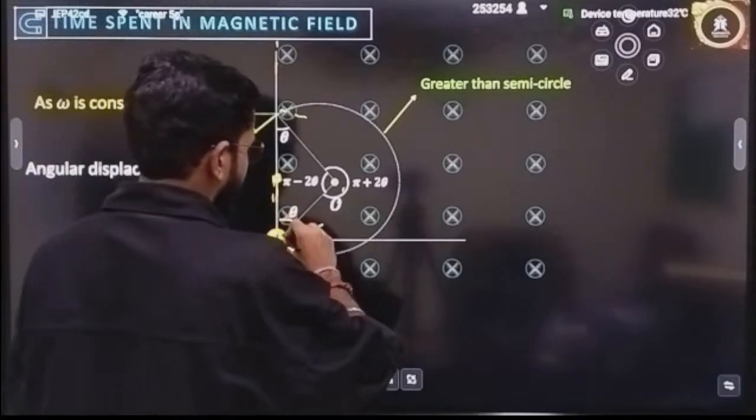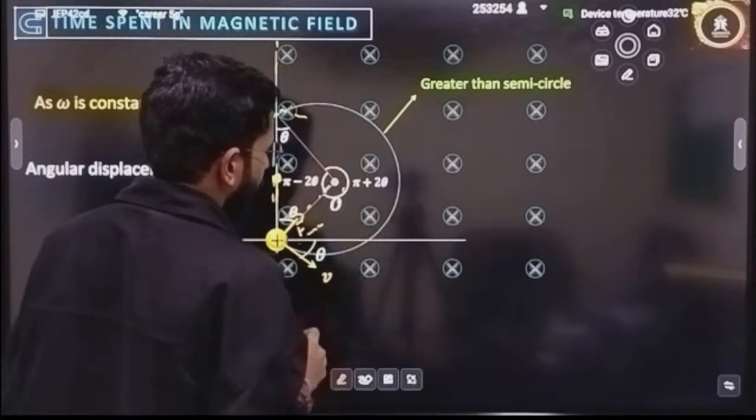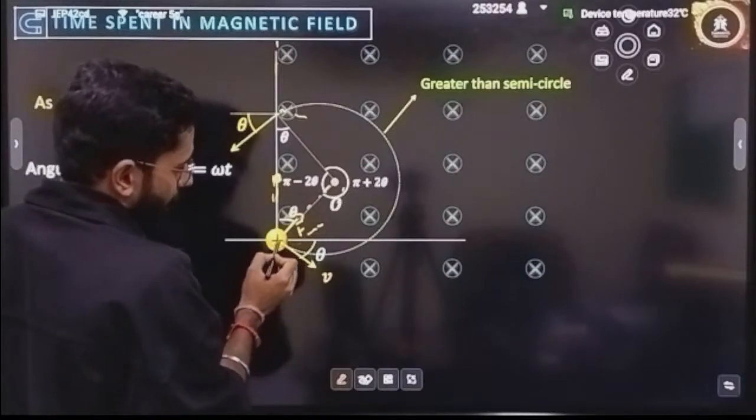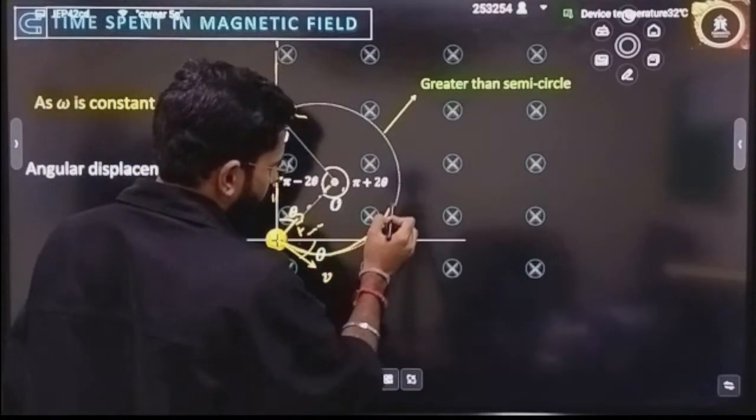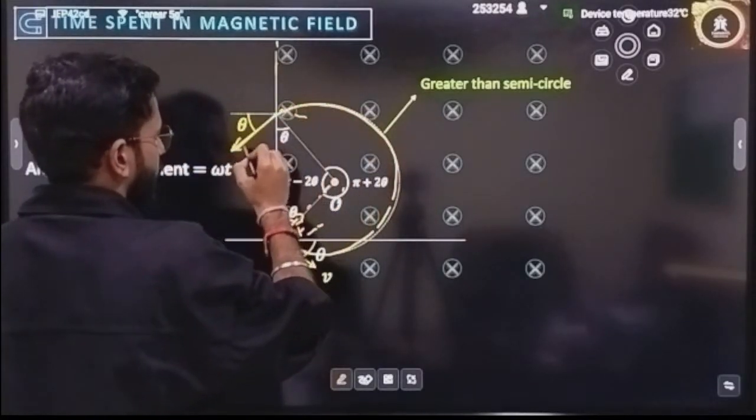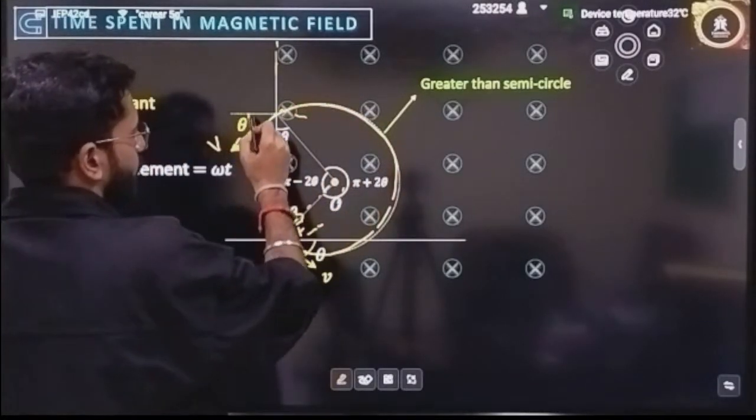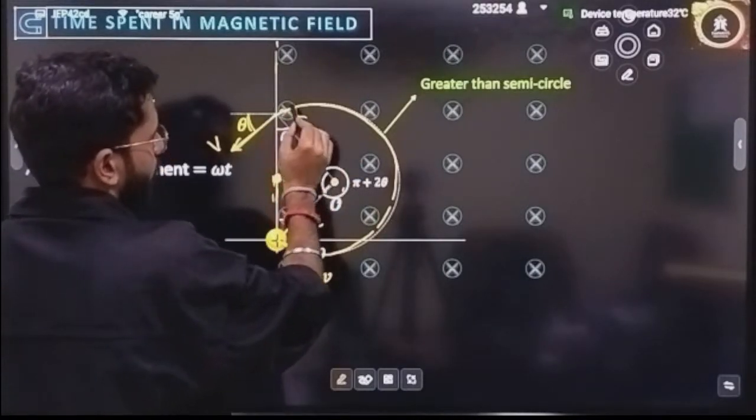Can I say this is the direction that you will get for the force? That means at this point it is going to behave like a center. And what kind of trajectory will it be? It will be a circular trajectory between both of them, and from this point again it will exit this magnetic field, and let's suppose this angle, we will be calculating that angle also.